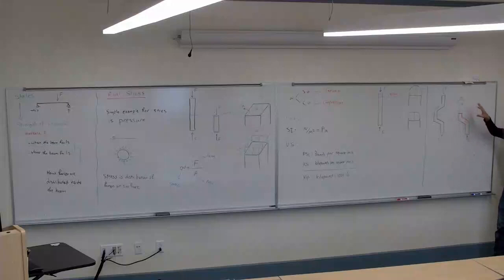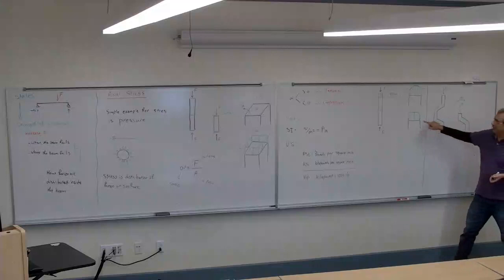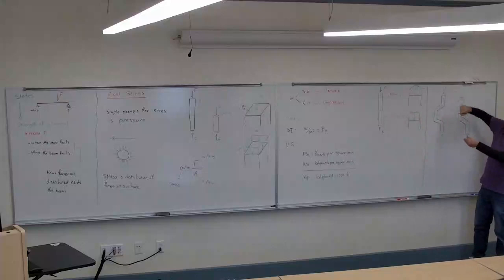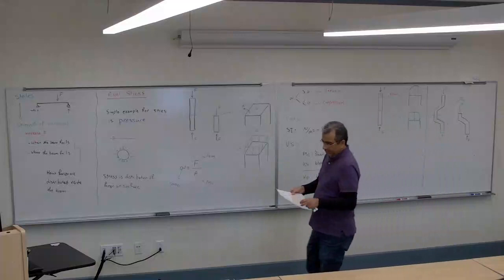And then we have to combine them together: see how much stress comes from this, how much stress comes from that, add them together or subtract them from each other depending on their direction. By intuition, you probably know that this one will break faster than this one, because this one kind of bends, so it might break faster. So that's the axial stress. Any question about the axial stress?